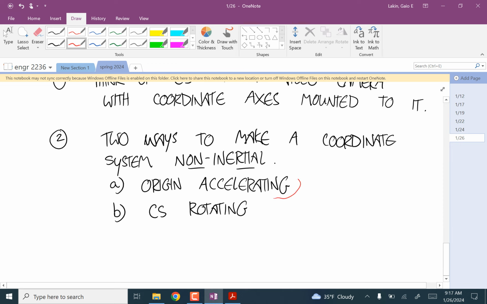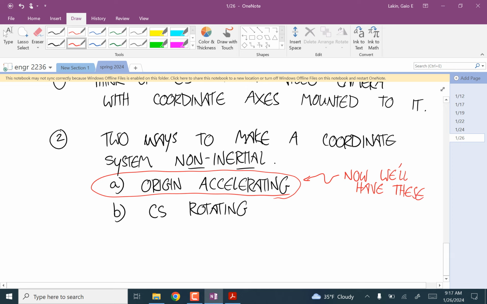In this section, we're going to see these. But the overall topic here is particle kinematics in a non-rotating coordinate system. So we're still not going to have these until later. Much later.